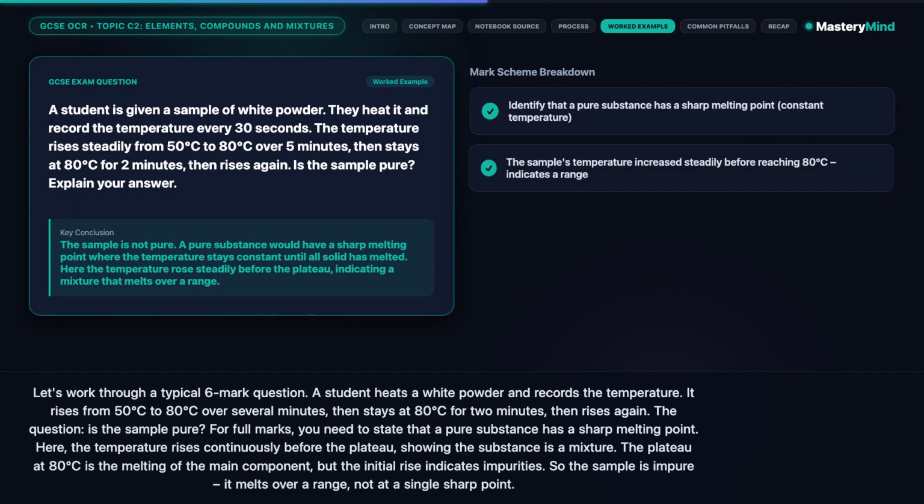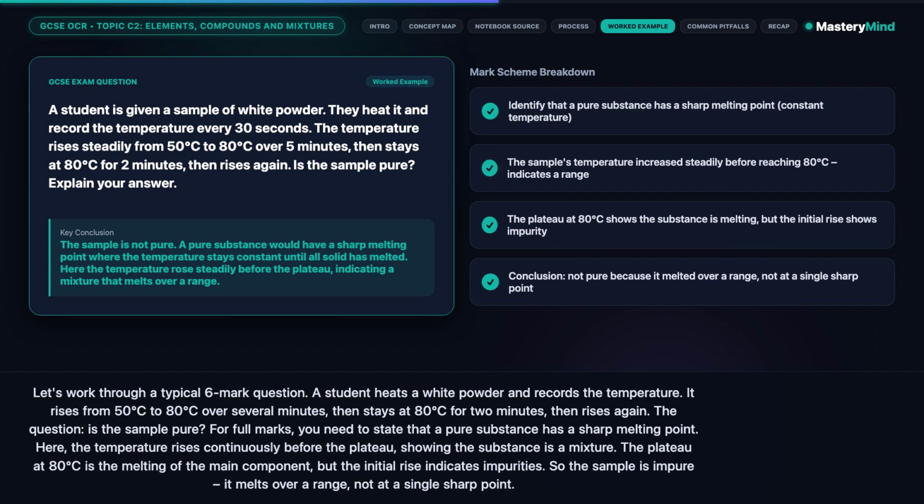Let's work through a typical 6-mark question. A student heats a white powder and records the temperature. It rises from 50 degrees Celsius to 80 degrees Celsius over several minutes, then stays at 80 degrees Celsius for 2 minutes, then rises again. The question: is the sample pure? For full marks, you need to state that a pure substance has a sharp melting point. Here, the temperature rises continuously before the plateau, showing the substance is a mixture. The plateau at 80 degrees Celsius is the melting of the main component, but the initial rise indicates impurities. So the sample is impure, it melts over a range, not at a single sharp point.